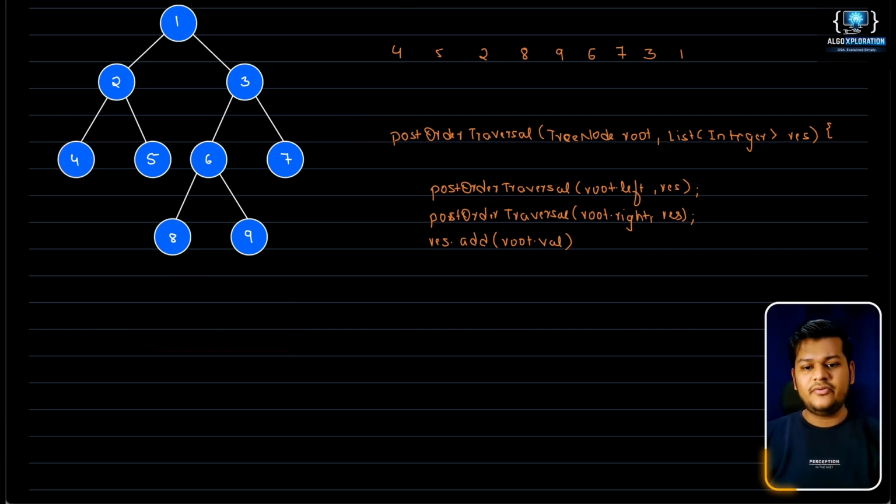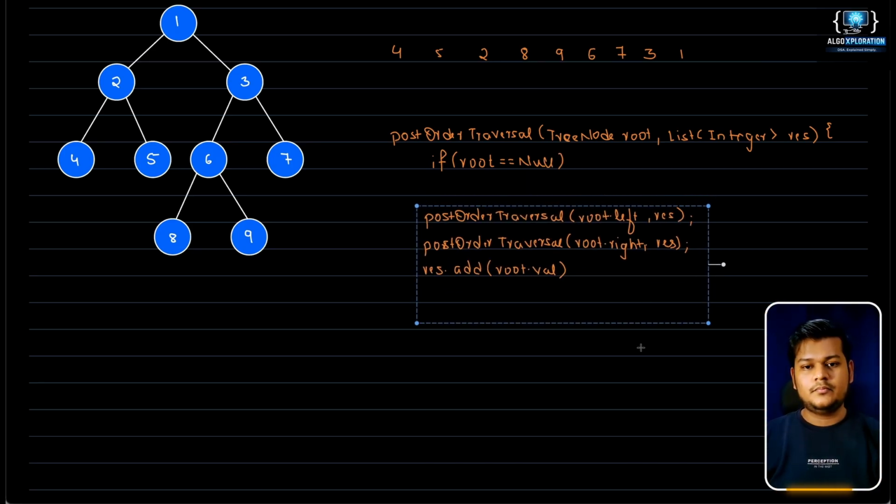So if root equals null, I need to simply return it to the parent.